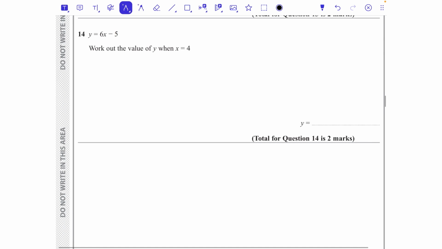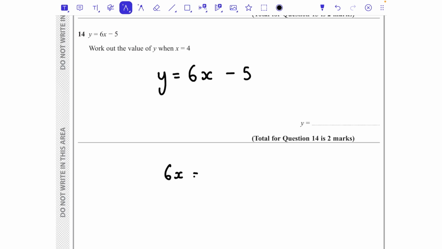Question number 14. y equals 6x minus 5. Work out the value of y when x is 4. So to get y, we need to do 6 lots of x, take away 5. So 6x means 6 times x. So whatever x is, we're going to multiply it by 6 and then take away 5.